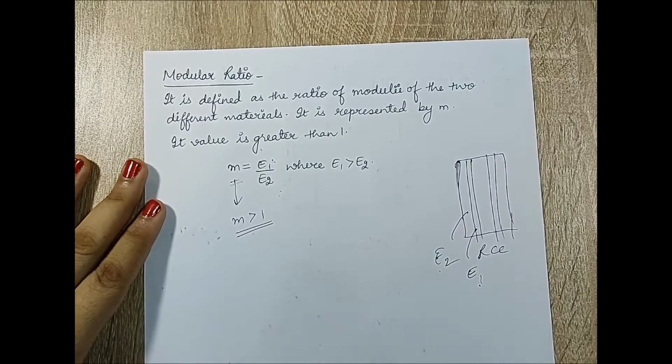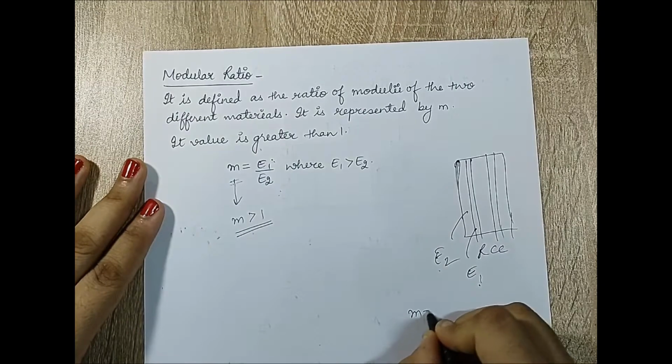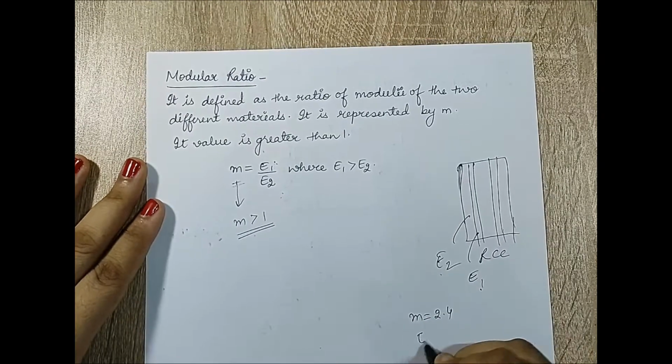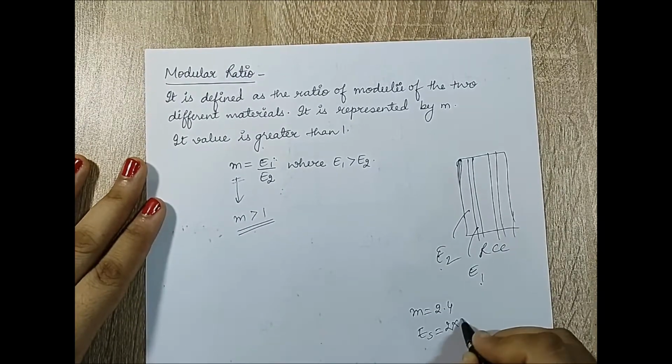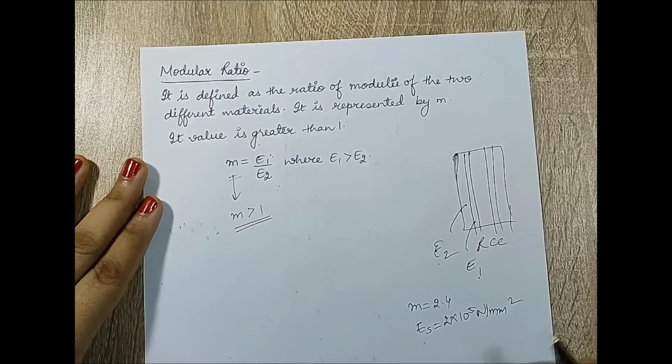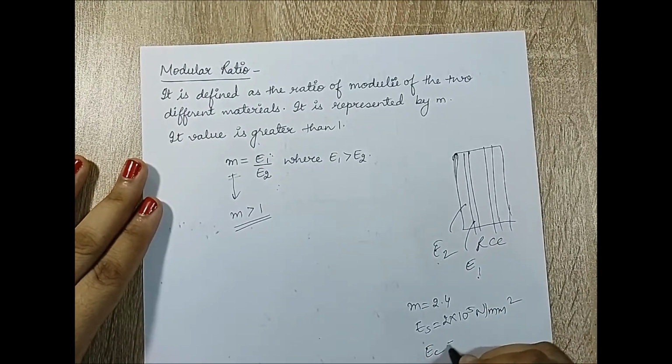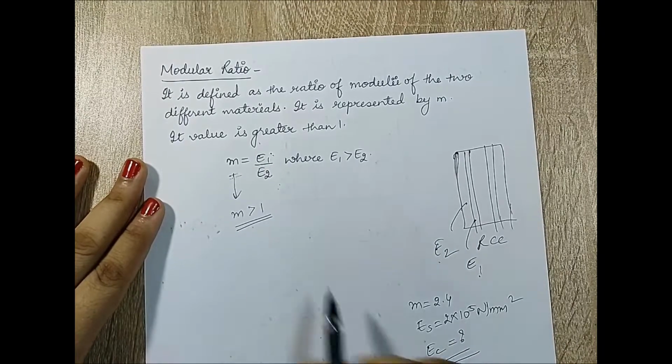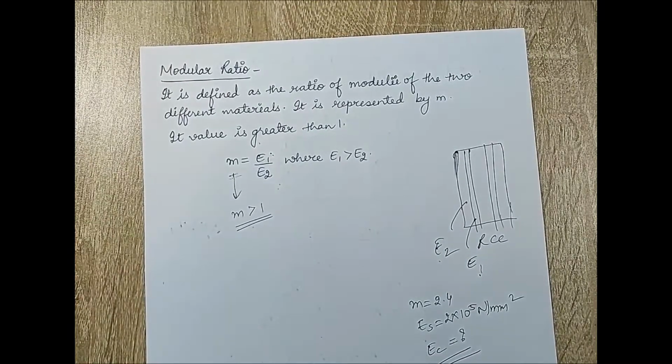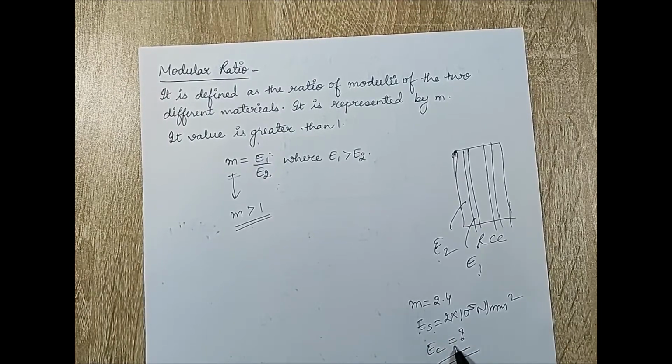Suppose if I know the value of modular ratio also, if it is given as 2.4 and I know E of steel is 2 into 10 raised to 5 Newton per mm square. So there is a particular mixture of concrete. It is very simple for me to find this value because I know this ratio. And I also know that E of steel will always be greater as compared to E of concrete because steel is more elastic as compared to concrete and concrete is more brittle.